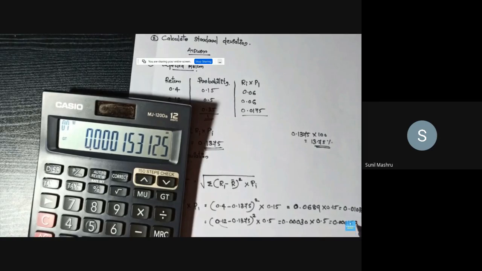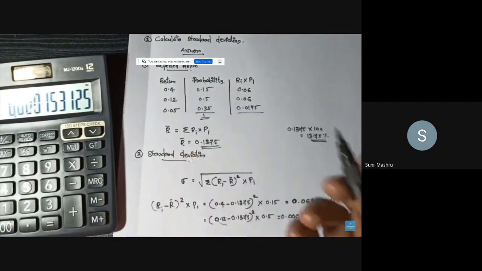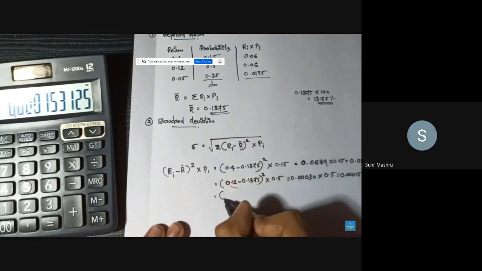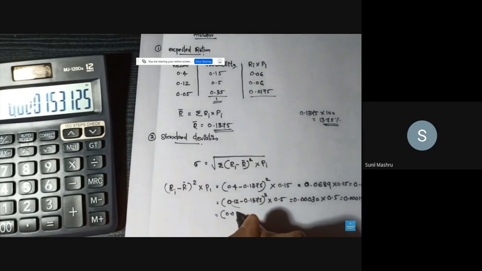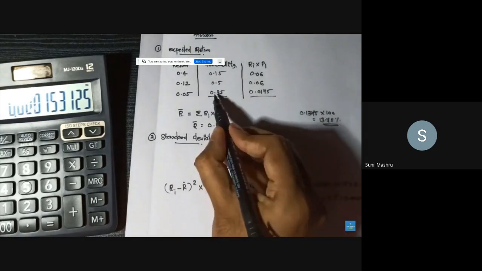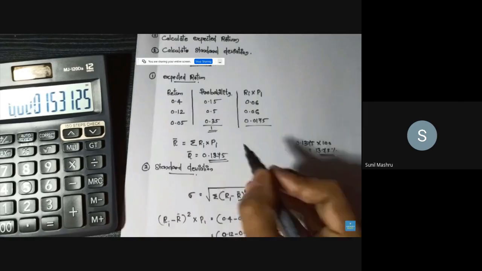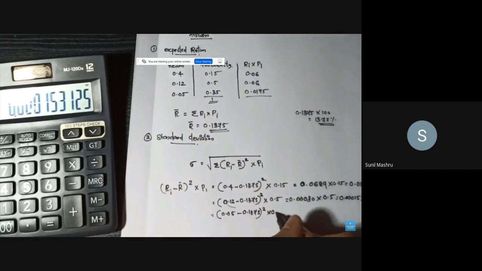So I'm going to write that here, 0.000153. That is enough. Now like that, we have to find the last one, that is (Ri minus R bar) squared. Ri is 0.05. So 0.05 minus the expected return 0.1375, that will be the same, squared, into the probability 0.35.